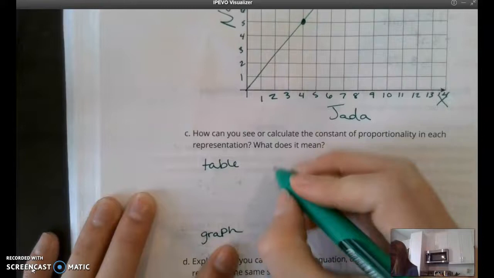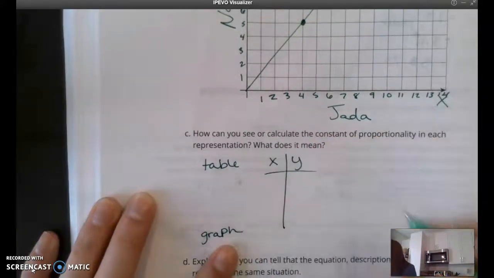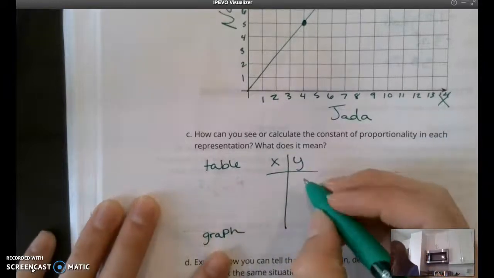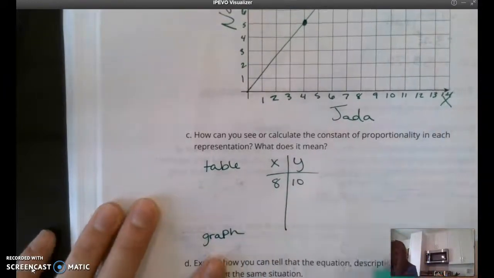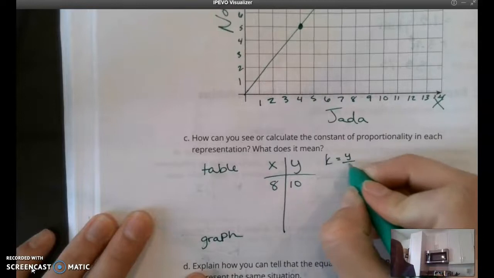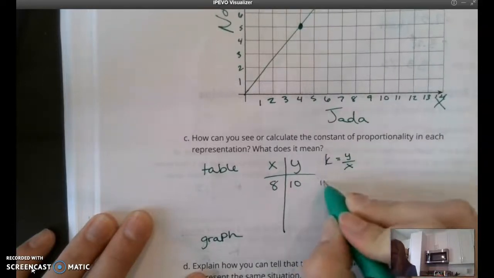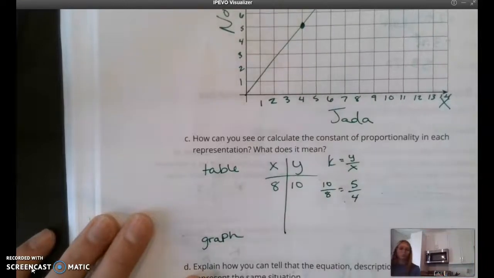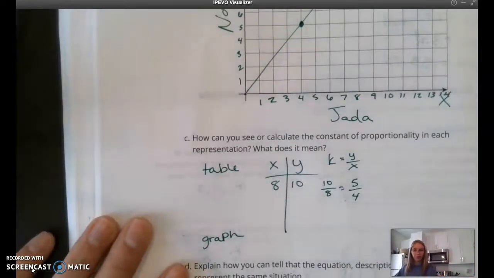Okay, so by table, we have our x and y, and we can just pick a point from our graph. So we had 8 and 10. Well, our k value is y over x, so I'm going to put 10 over 8. That reduces to 5 over 4, which is my k value, all right?